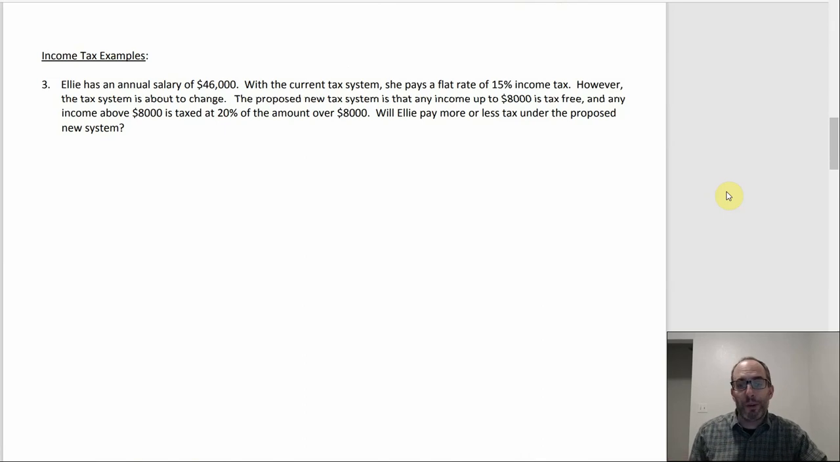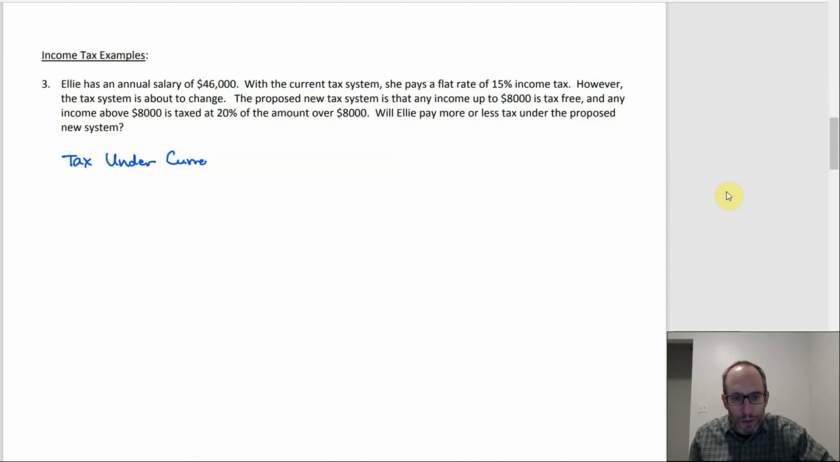So basically then what we've got to do is just figure out both. Figure out what she's paying under the current system with the flat tax, and then we'll figure out what she would pay with this proposed new system, and then we'll just see which one's bigger. I think that's the way to go here. So then the tax under the current system. So this is the flat tax.